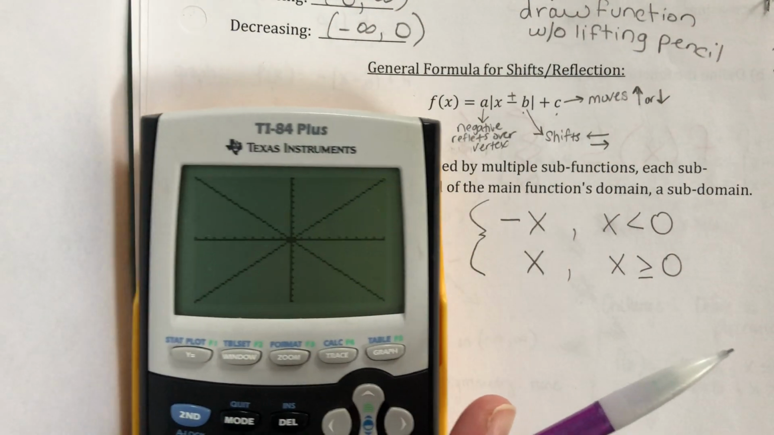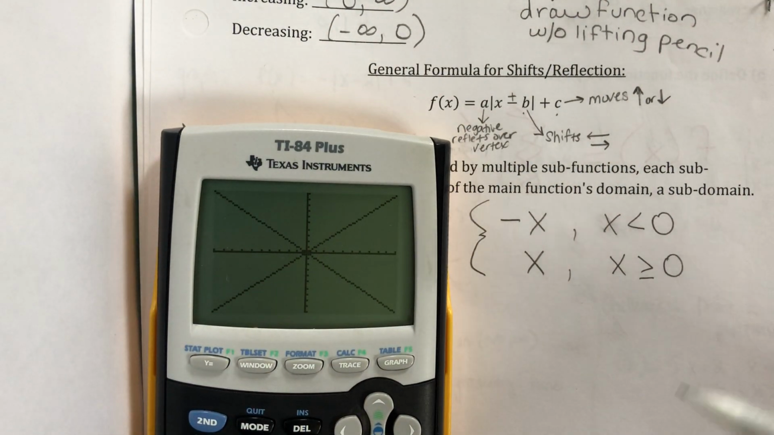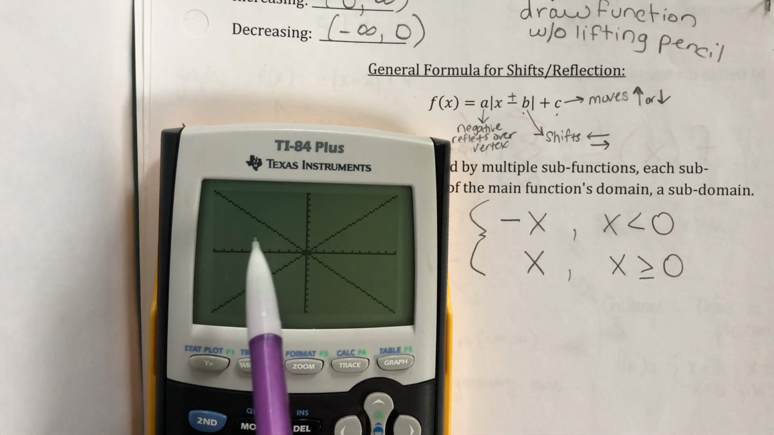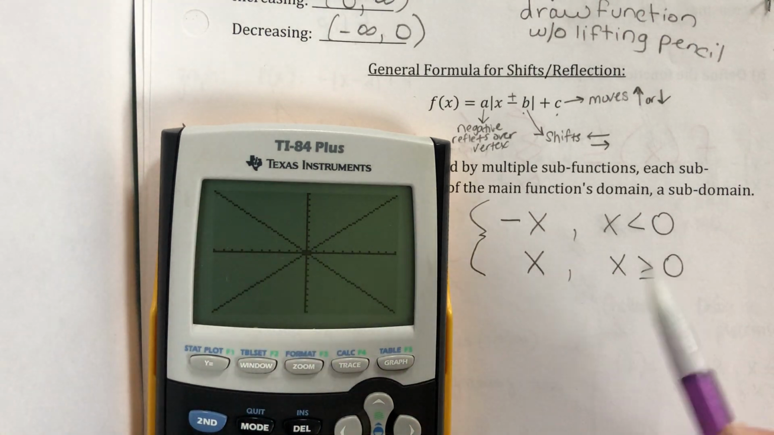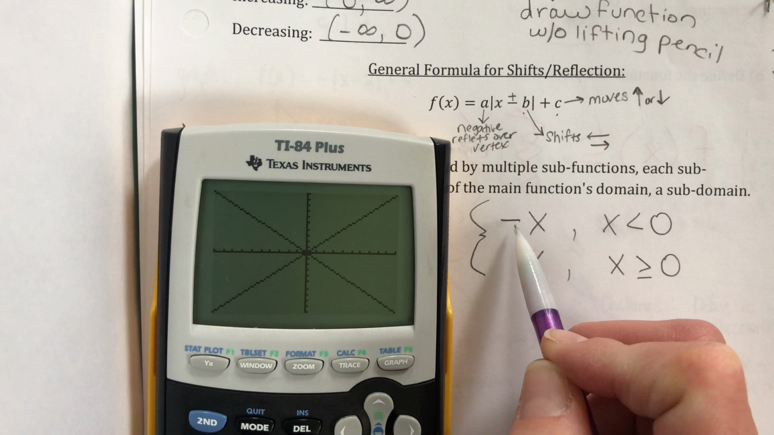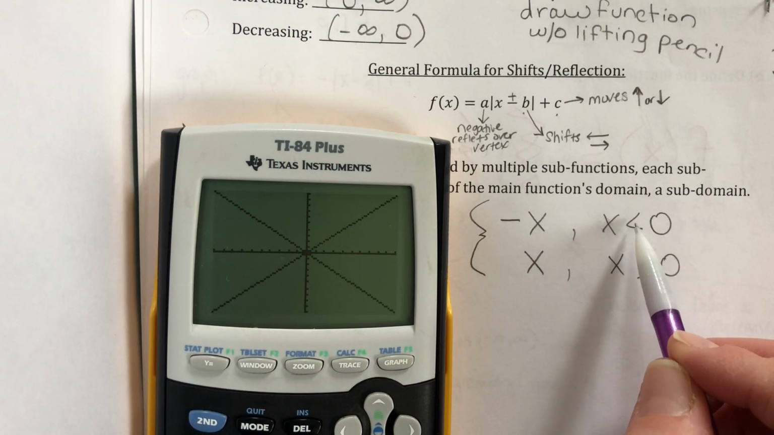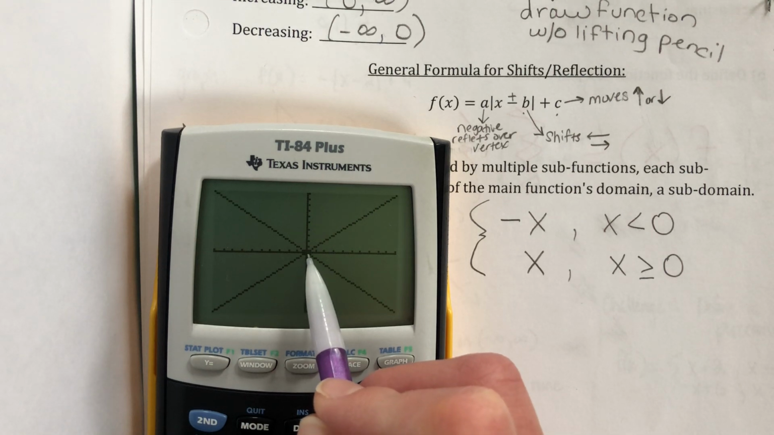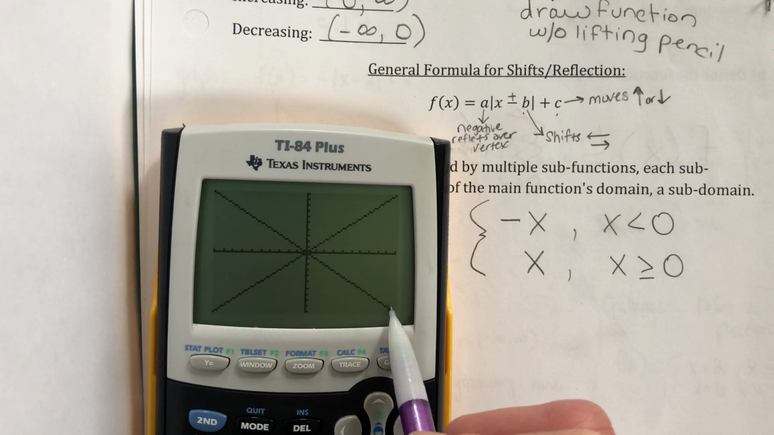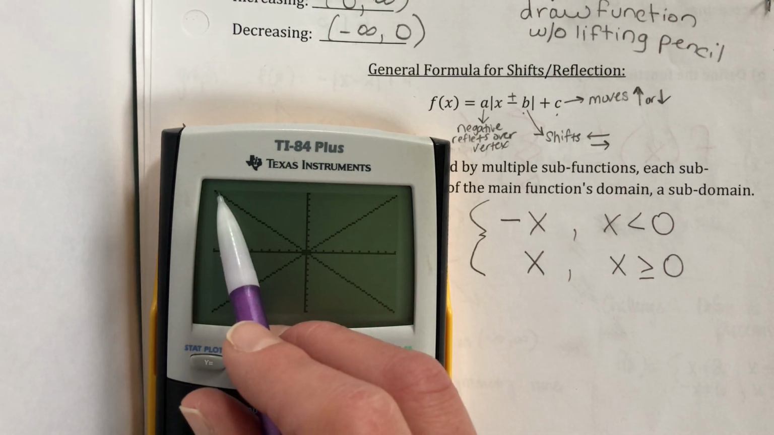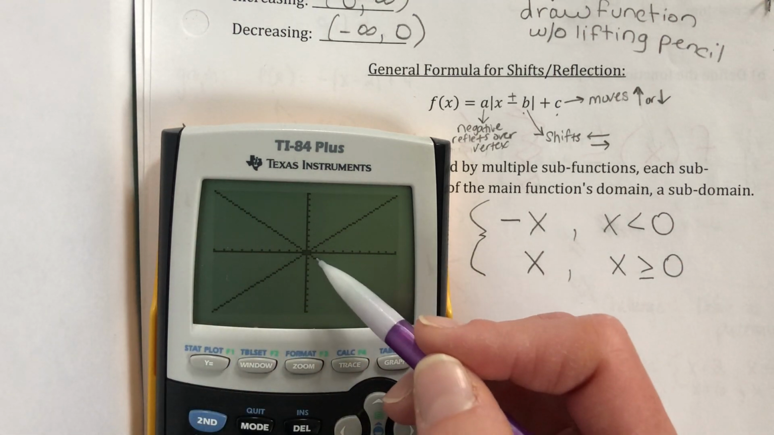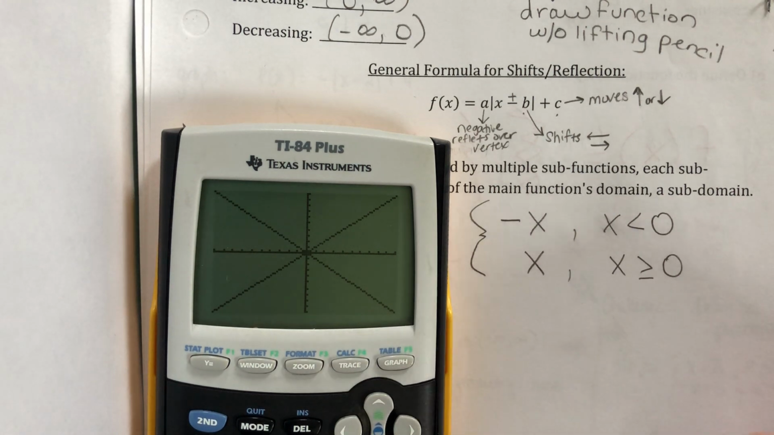So the graph above, that absolute value of x, is the same graph as this one here, but only when you look at the graph of negative x, that's the negative slope line, for all x values less than 0. So I'm only looking at this graph of negative x for the x values less than 0. That's this part. So essentially you erase this part here.